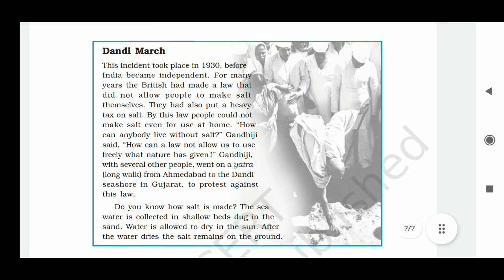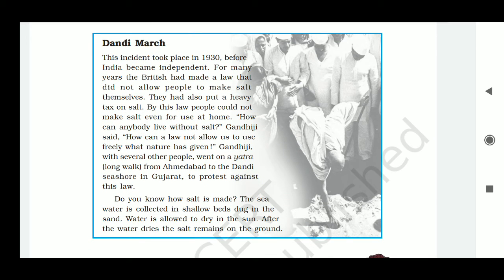The next is Dandi March. So I repeat it again.